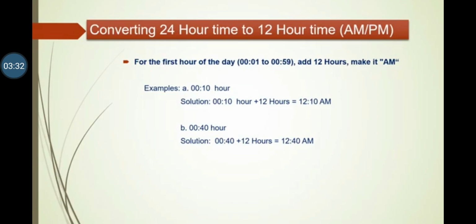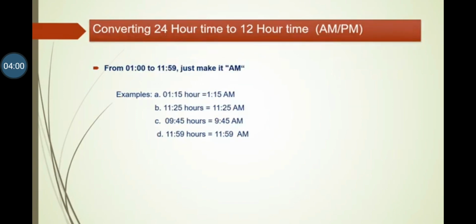In the second example, we have 0040 hour and we need to add 12 hours in this, and after adding 12 hours, we are getting 12:40 a.m. My dear students, don't forget to write a.m. or p.m. with the 12-hour time because we always write this in the form of two halves. This is the second rule, that from 1 to 11:59 just make it a.m. because it's the morning time. You can see the examples.